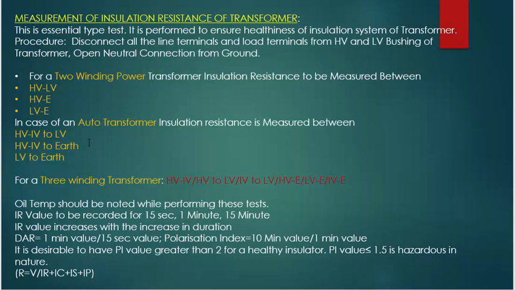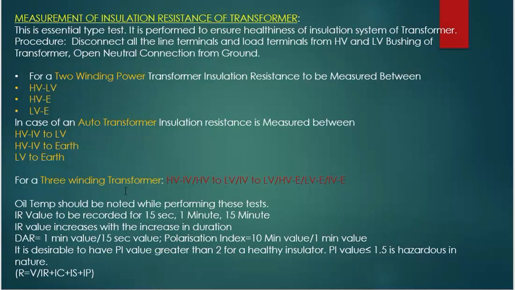For a three winding transformer with a tertiary winding, insulation resistance is measured between HV winding and tertiary winding, HV winding to LV winding, HV winding to earth, LV winding to earth, LV winding to tertiary winding, and tertiary winding to earth.